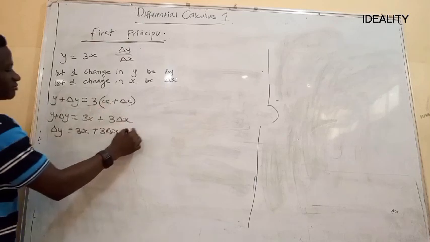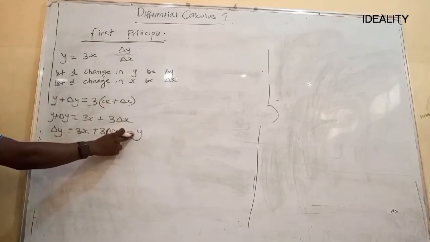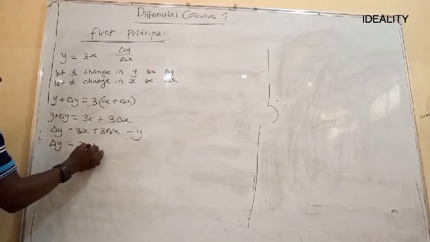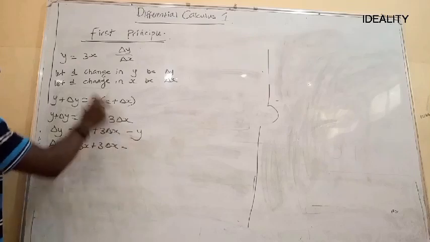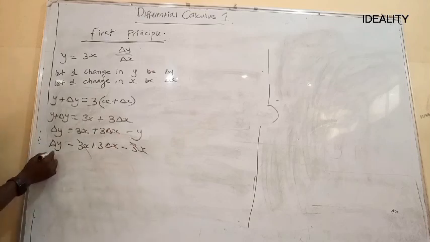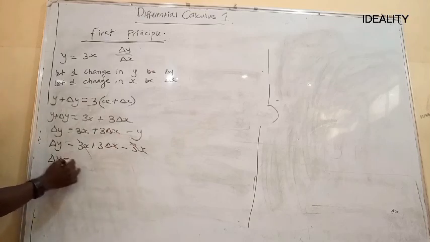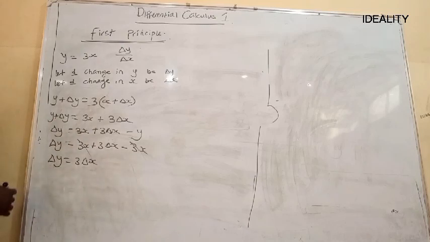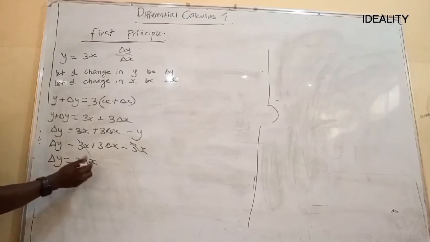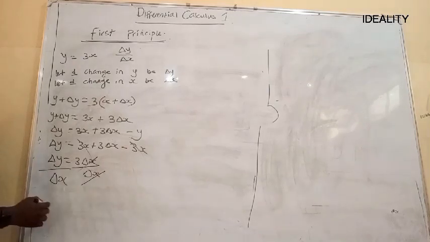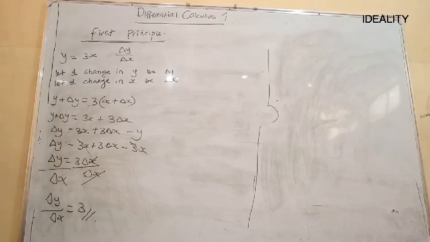Then this plus y becomes minus y. You fetch the value of y and replace it. So you have theta y is equals to 3x plus 3 theta x minus what is y? y is 3x. Then this can cancel this. So that we have theta y is equals to 3 theta x. Then divide this by what? Theta x, because I want to look for theta y by theta x. So this cancels this. Theta y over theta x is equals to 3. That's our final answer.